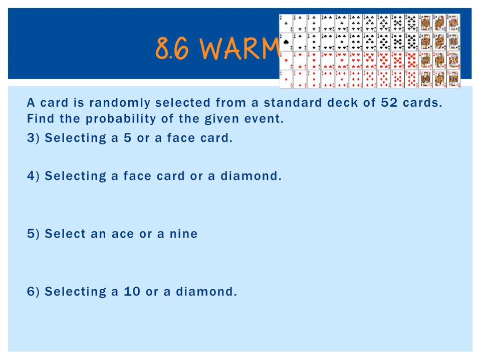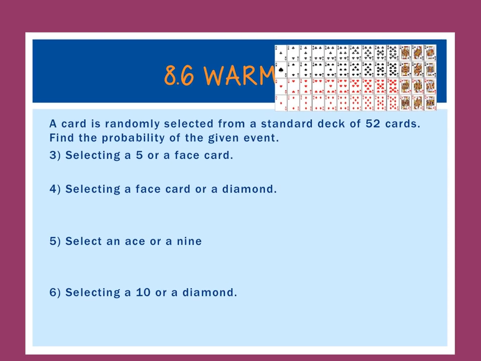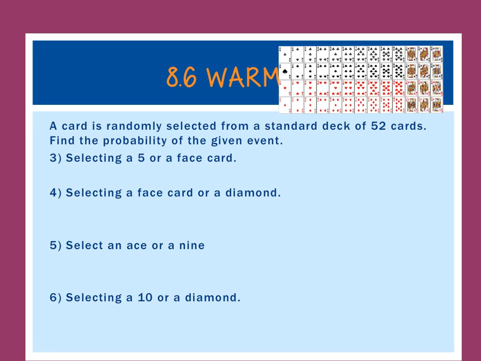All right, now we've got a card is randomly selected from a standard deck of 52 cards. Find the probability of the given event. So we obviously want to look at our standard deck of cards. You want to know it well enough to answer these kinds of questions. Number 3 says selecting a 5 or a face card. Now this is just one event for the first one, right? If it's an or statement, selecting a 5 or a face card.